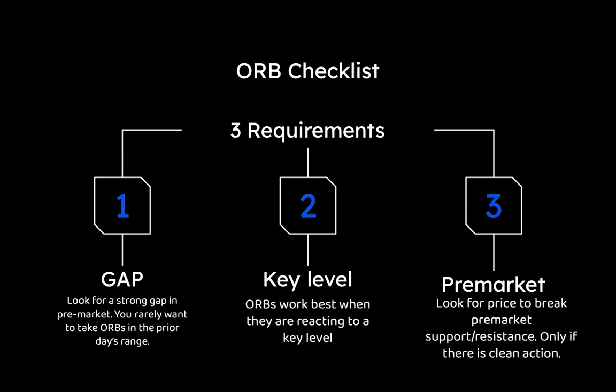So they're only going to work when there's liquidity in that area, when you're at a major make or break point in the chart. Does it make sense? And then look for price to break the pre-market support and resistance, and only if there's clean action. Remember that we talked about the chop and the sideways action. Don't trade it if that's what the action is looking like. So only if there's clean candles and you're breaking that pre-market high or below the pre-market low. And or it could be you're breaking a trend line.